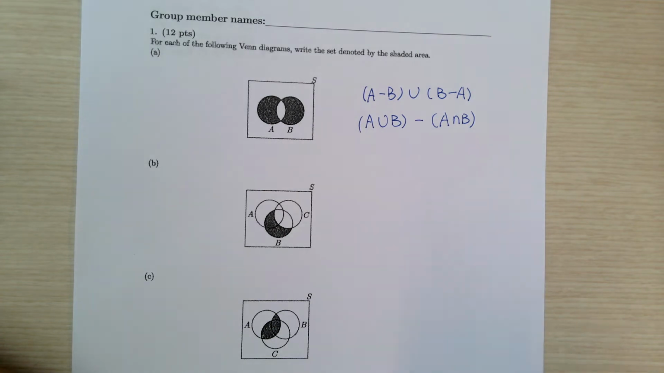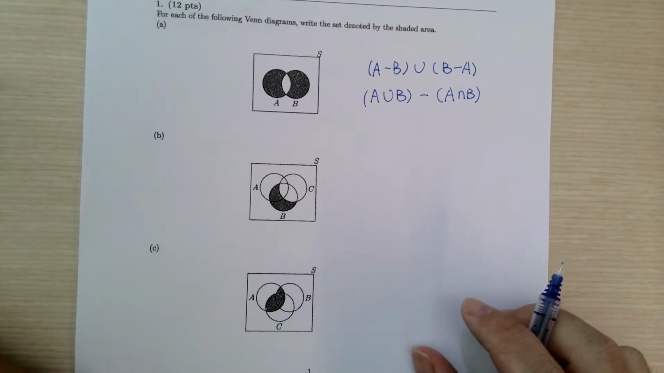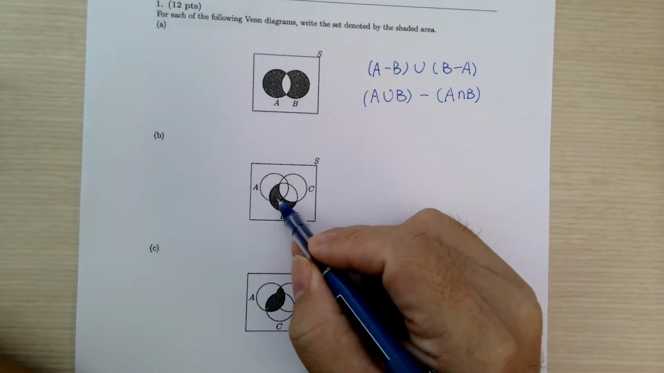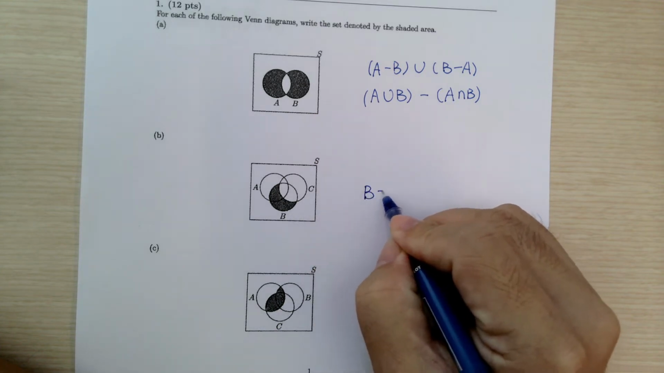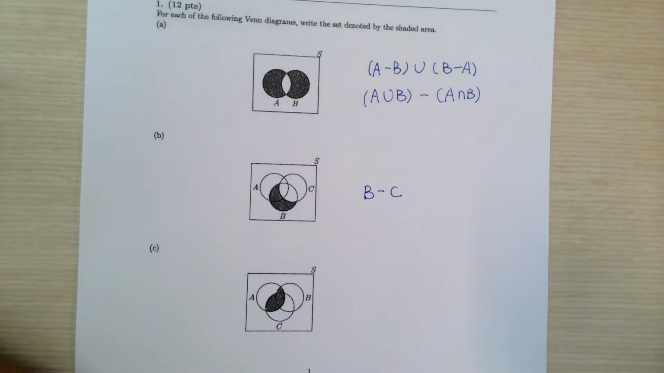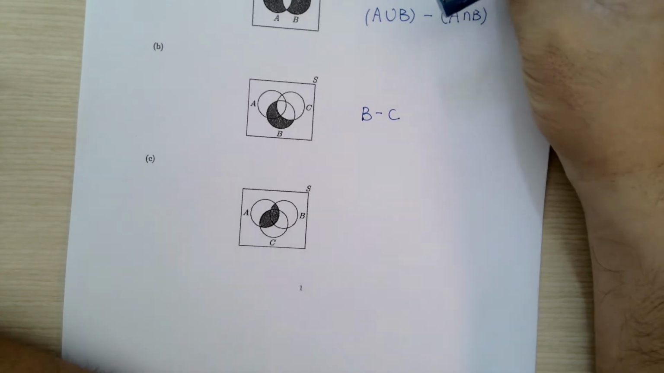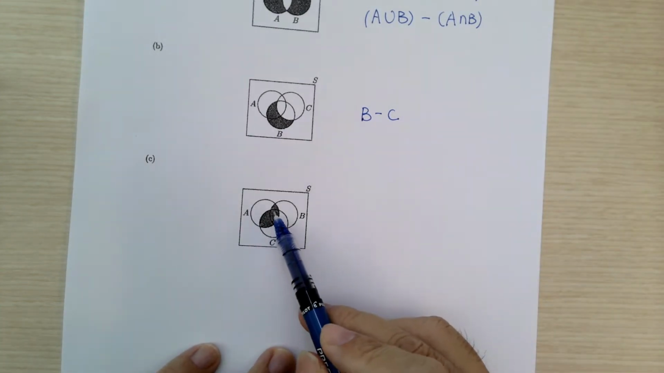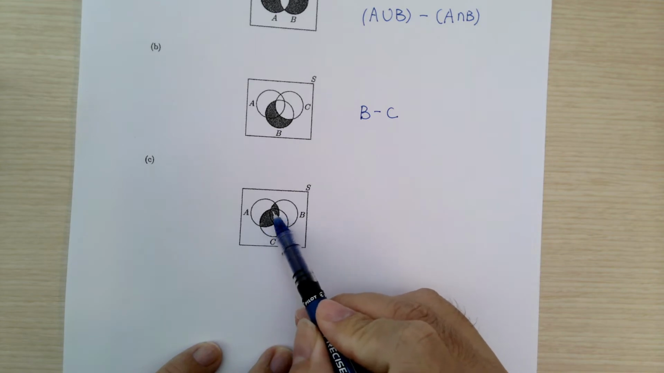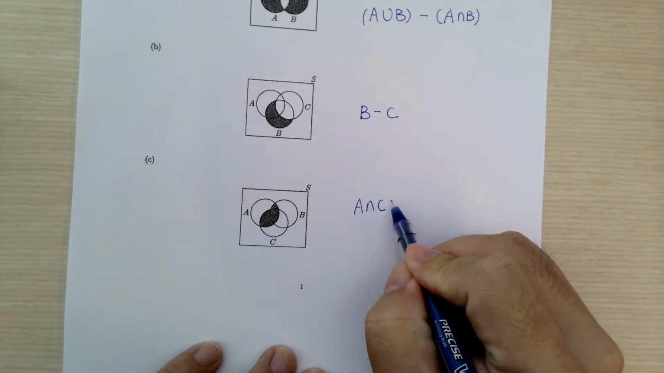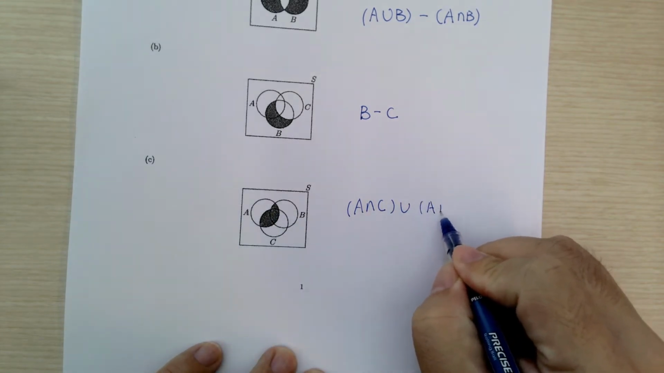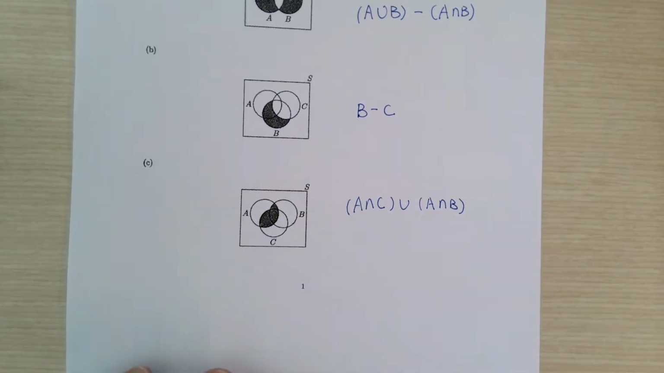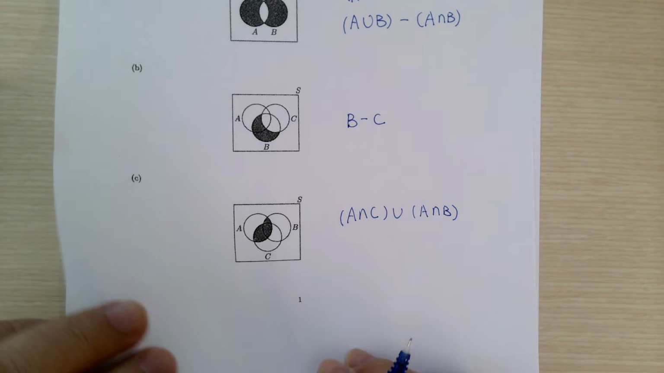Okay. And for part B here, clearly you see that this is B and this part is C. So at the lines we do B minus C. And then part 3, as you can see here, this piece we can view as this part, which is A intersect C, and then union this piece, the A intersect B. Okay, so that's the first one, very straightforward.